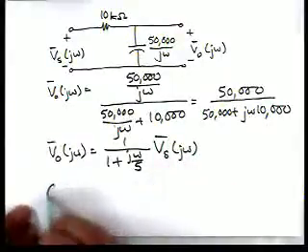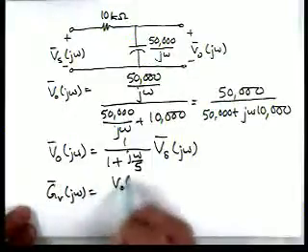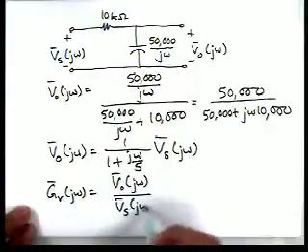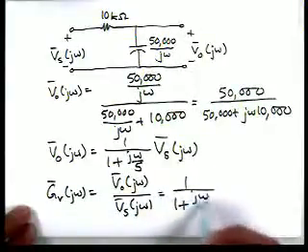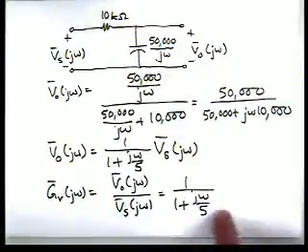So then GV of j omega, which is this ratio, then just turns out to be 1 over 1 plus j omega over 5. So now if we look at that characteristic, we basically have a simple pole at omega equal 5. So then our characteristic, really what we have here is a low-pass filter.